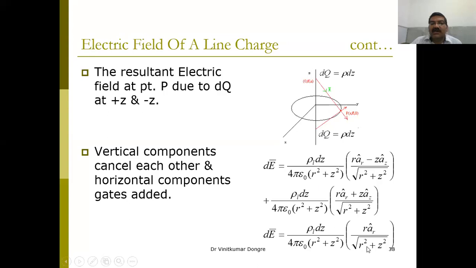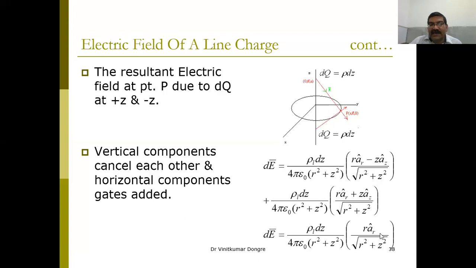So R square. Now, ar you can write this as 2 ar. It's okay, but we are going for the derivation, so we put it in terms of the generalized manner. So this way it is. The vertical component, that is the Z component, will get cancelled and the horizontal component gets added. So that's why we have taken it this way.